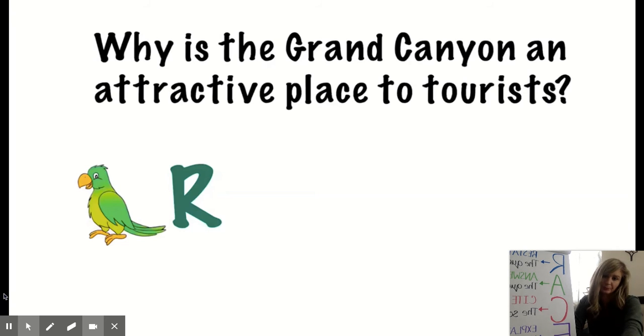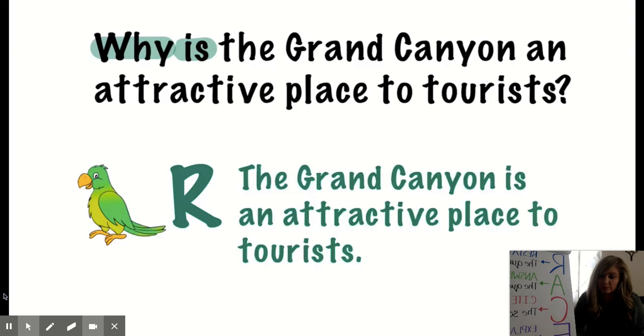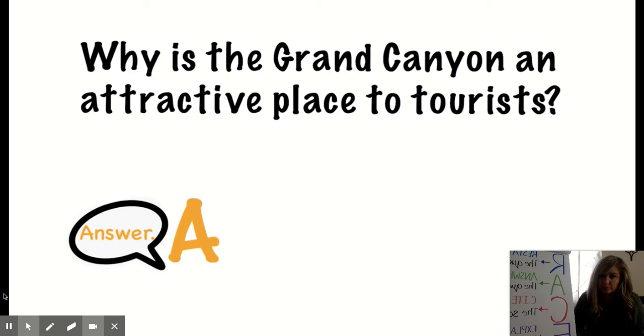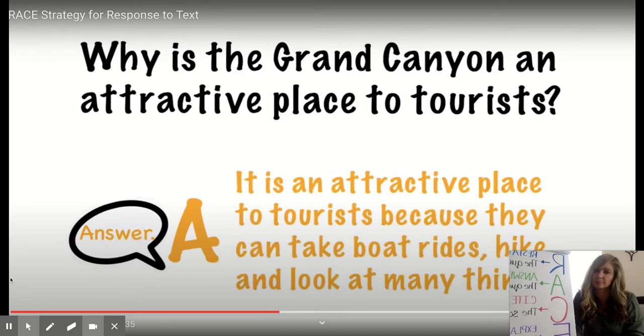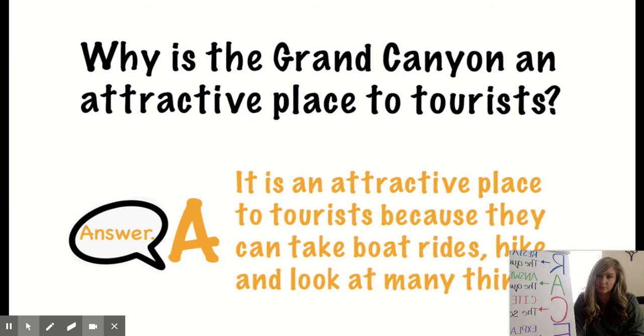The R stands for restate the question, and parents like to restate what you say. So that's exactly what we're going to do. First, we have to take out the question words. Now we can go ahead and re-say it. The Grand Canyon is an attractive place to tourists. Now, when someone asks you a question, you answer it. So that's exactly what the A stands for. Answer the question. Remember, the question is, why is the Grand Canyon an attractive place to tourists? We can answer that by saying, it is an attractive place to tourists because they can take boat rides, hike, and look at many things.